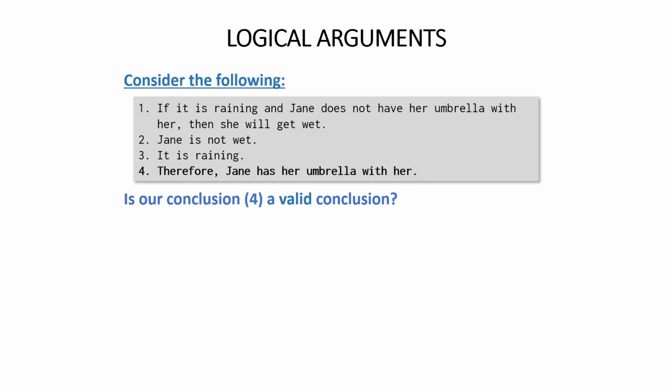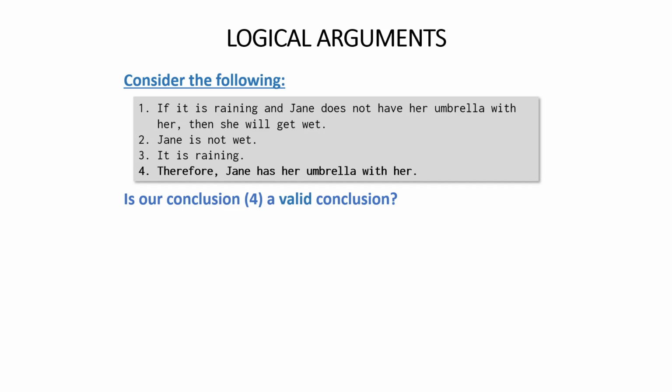Now, if we have a completely different argument, so here we have, if it is raining and Jane does not have her umbrella with her, then she will get wet. Then Jane is not wet, it is raining, therefore Jane has her umbrella with her. Completely different story, right? Can we solve it, or address it, in the same way? We actually haven't solved it yet, but can we address it in the same way? We need to again identify what's true and what are the variables, what can be true and false.